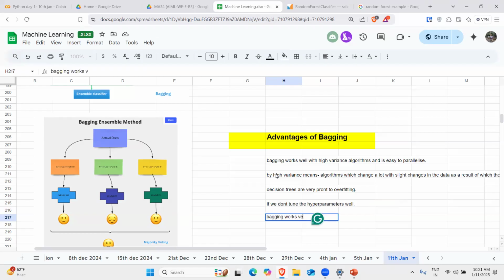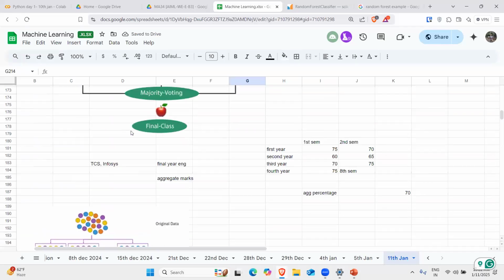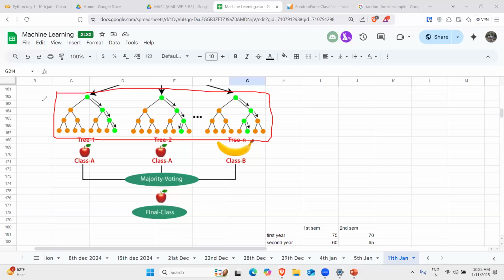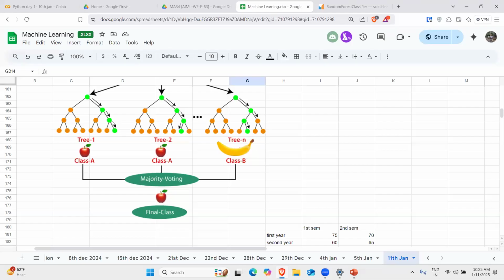Bagging works very well for high variance models like decision trees. Meaning that even though you are using multiple decision trees, and you know that decision trees overfit, as a combination your model will not be overfitting, right? It's very impressive. Even though decision trees indefinitely overfit, here you are using a combination of decision trees, so it will not overfit, right?